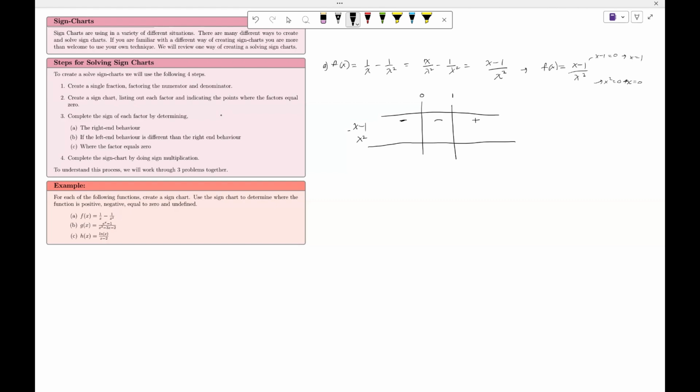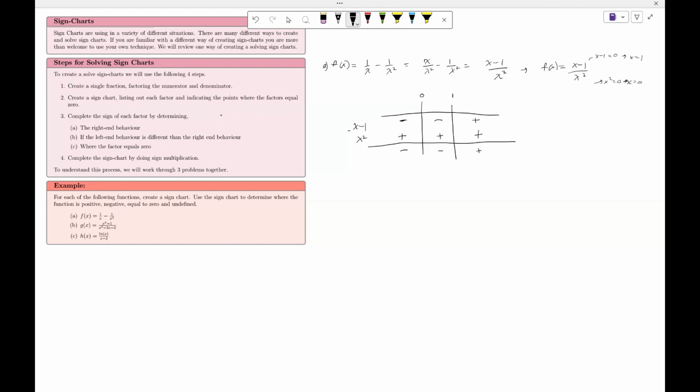Now for x squared, once again, I look at the right end behavior. It is positive. I look at the left end behavior. It is also positive. So here, it doesn't change sign. So even though it equals 0 at 0, it doesn't change sign, so it's positive everywhere. To complete the sign chart, I do sign multiplication for each column. Negative times positive is negative. Negative times positive is negative. Positive times positive is positive.